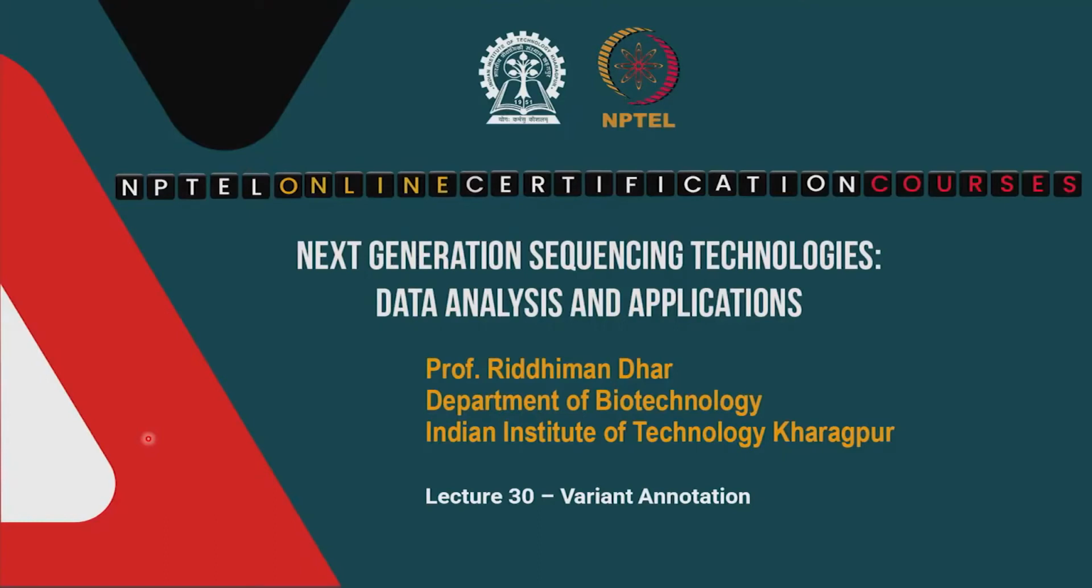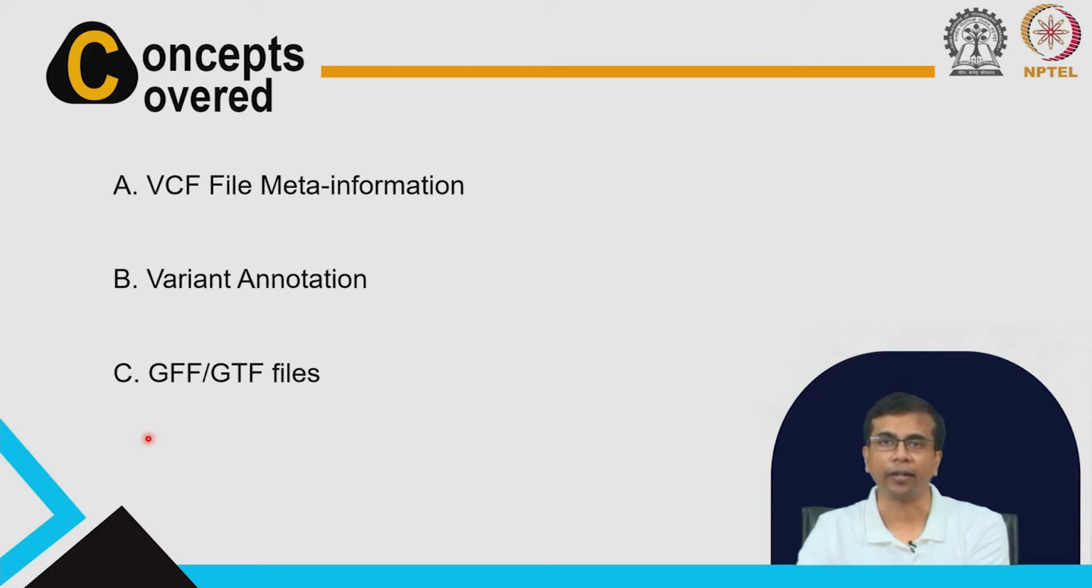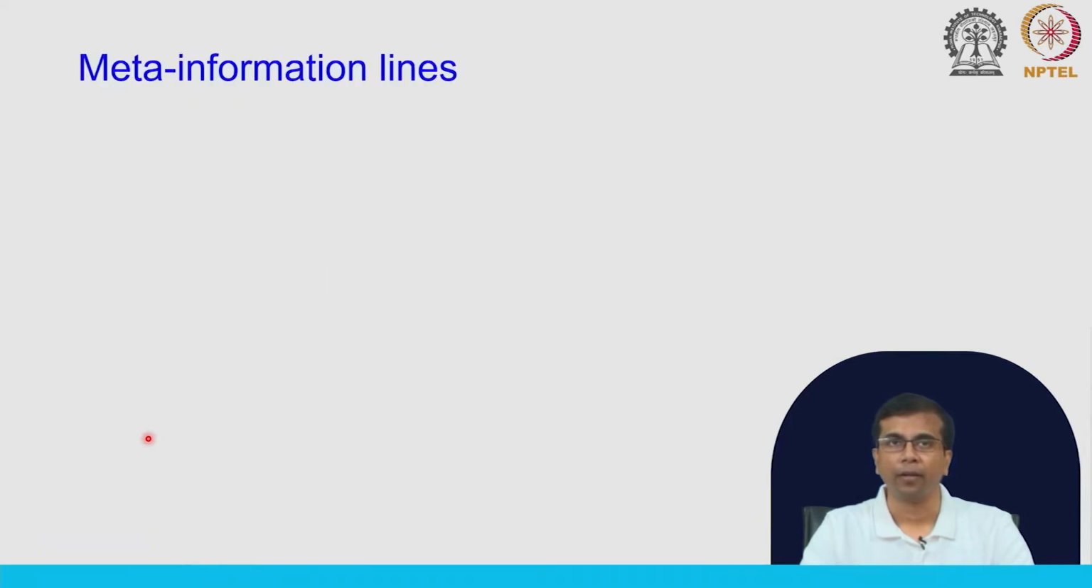So, in this class we will discuss the meta information lines and finish the VCF files, and then we will talk about something called variant annotation. Okay, so here is the agenda for this class. We will talk about VCF file meta information, and then we will talk about variant annotation: what kind of data we need for variant annotation, what we mean by variant annotation, and the tools that we can use to do variant annotation. Okay, so let us start with the meta information lines.